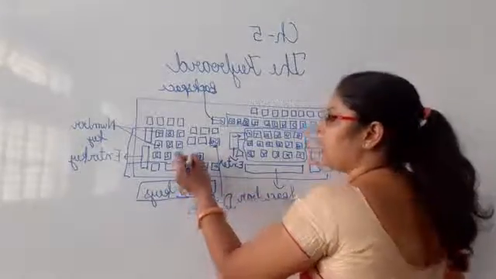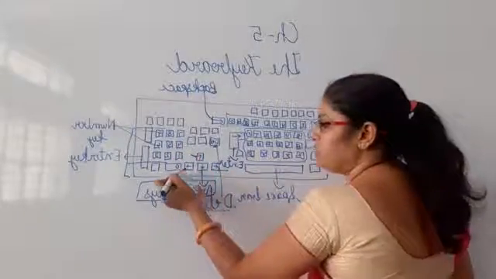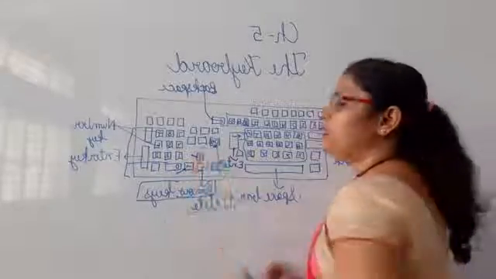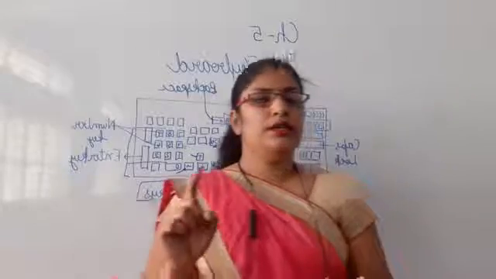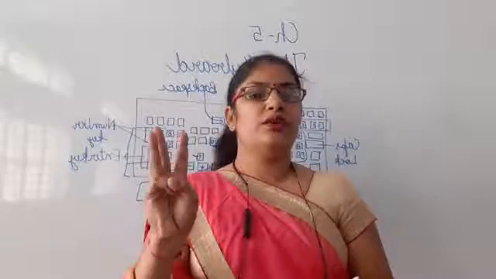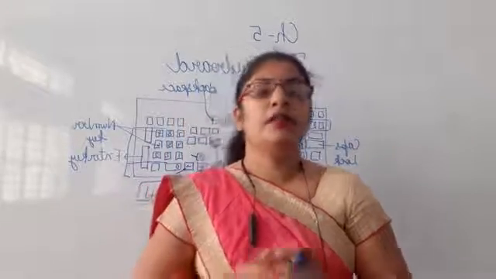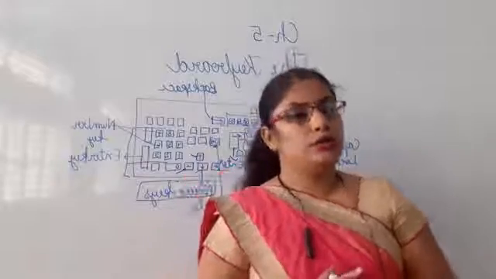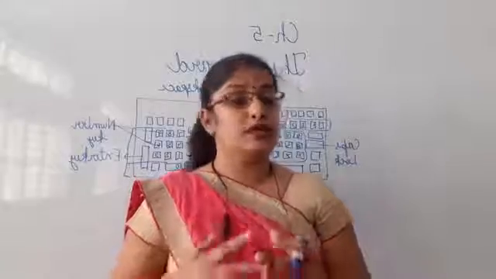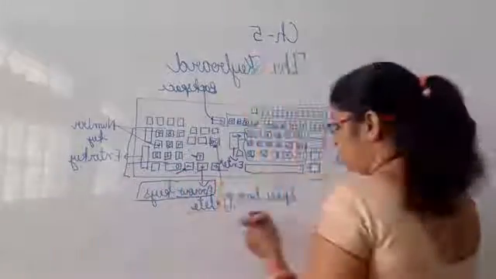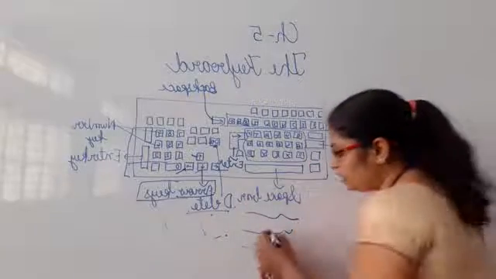Suppose this is the up arrow key, this is the left arrow key, this is the right arrow key, and this is the down arrow key. So there are 4 arrow keys: up, down, left, and right. Now what is the use of these? These arrow keys are used to move the cursor in a direction. Suppose we have typed this, and now the cursor is here.